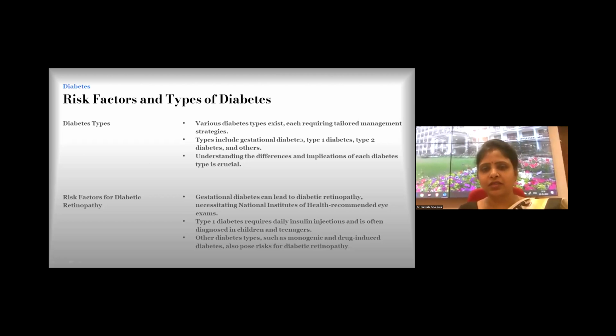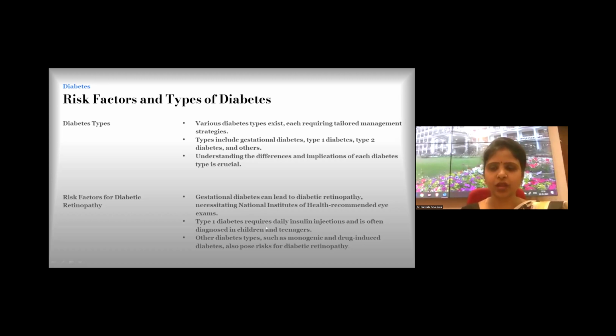As usual, we basically have three types of diabetes. We have type 1, type 2, and gestational diabetes, and others are also included, which lead to risk factors for diabetic retinopathy. At the gestational stage, risk factors show that diabetes can lead to diabetic retinopathy. Control is necessary; according to the National Institutes of Health, eye examination is important in the gestational stage, and type 1 requires daily insulin injections and is diagnosed in children and teenagers.